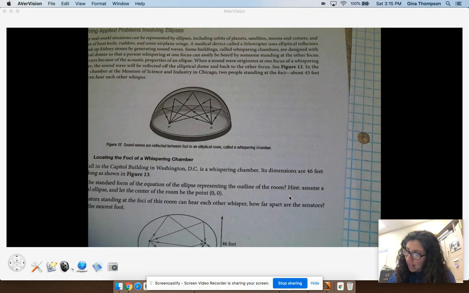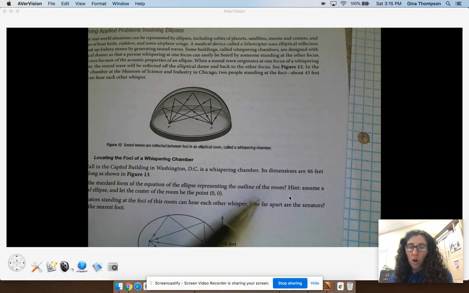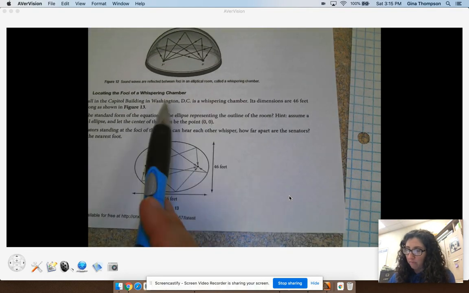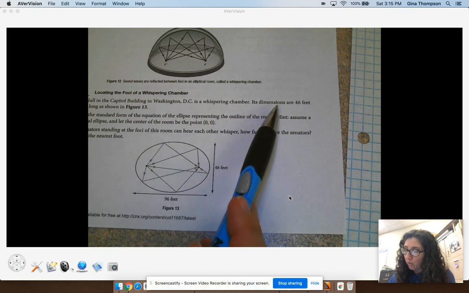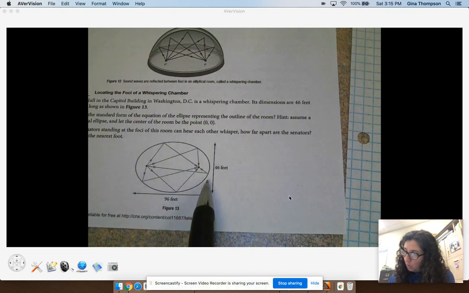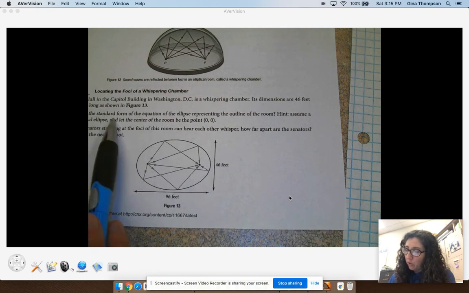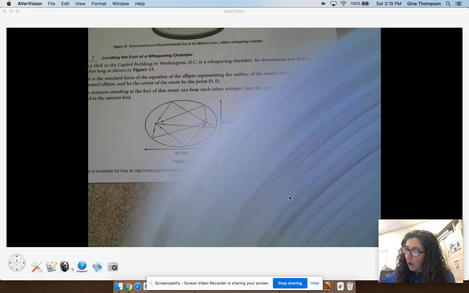So that's what they say. The Statuary Hall in the Capitol building in Washington, D.C. is a whisper chamber. Its dimensions are 46 feet wide by 96 feet long. What is the standard form of the equation of the ellipse representing the outline of the room?